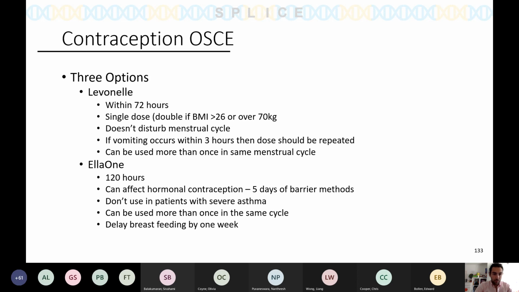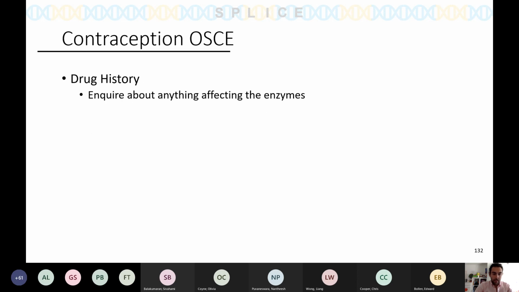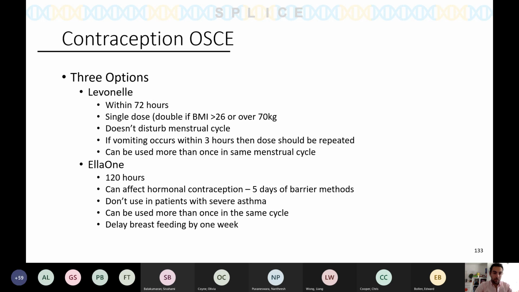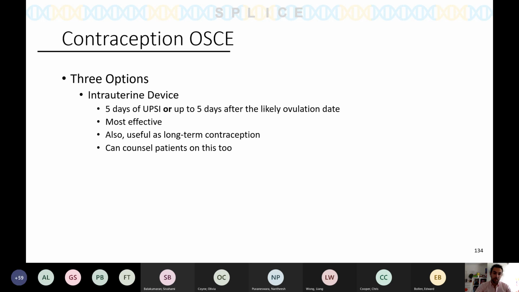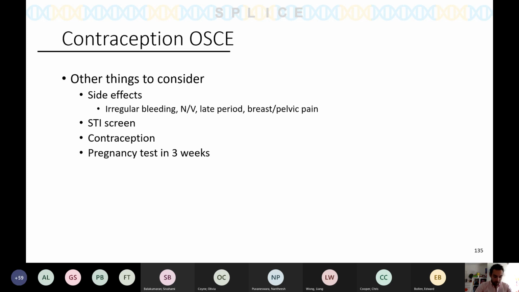With regards to the emergency contraception one, they may give you a patient who's like, I want the pill, and they're very adamant on that. And then you may explore and find that they actually can't have it. So just something to keep in mind. Also, don't forget about the history of asthma and stuff. But that completes the presentation.